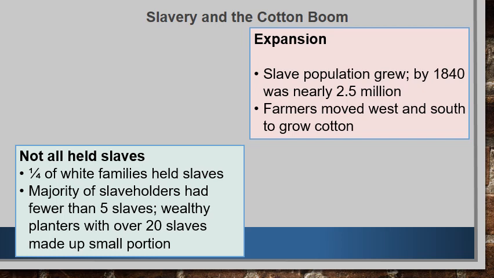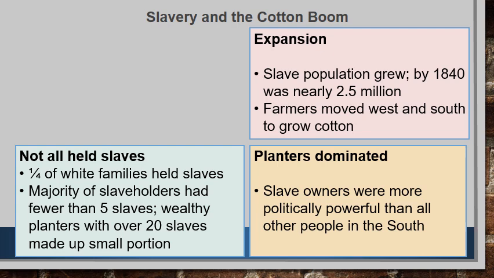Most slave owners in the South own 5 or fewer slaves. There's not that many people who own 20 or more. But those 20 or more owners are the planters, the great planters. And they are the most politically powerful people in the South. They run all of the Southern governments. They tend to dominate Southern counties and courts and legislatures. They make the South follow their ideal order and protect slavery.